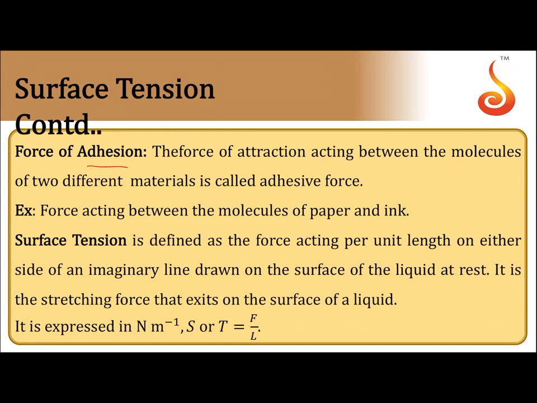Then we define surface tension of a liquid as the force acting per unit length on either side of an imaginary line drawn on the surface of a liquid at rest. So it is a stretching force that exists on the surface of liquid, because of which the free surface of a liquid behaves as a stretched elastic membrane. So surface tension is denoted by T. T is equal to F by L. It is expressed in Newton per meter.